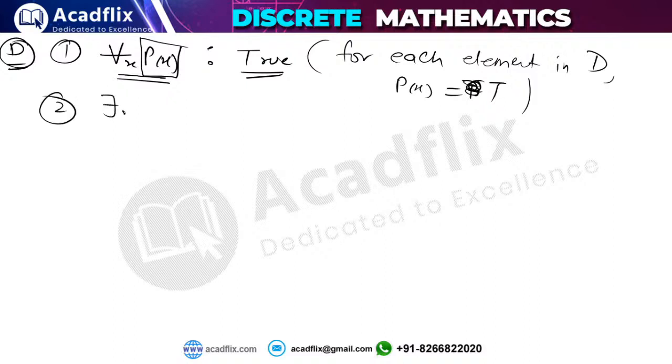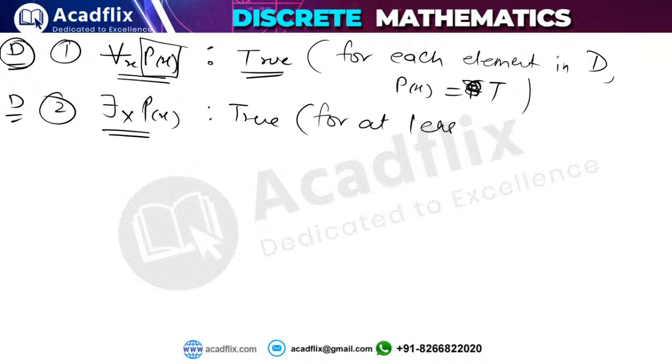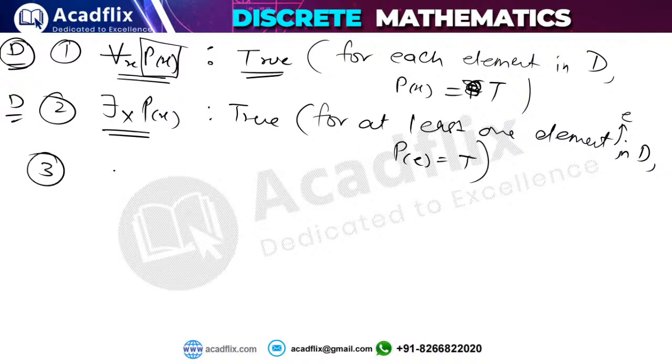Now the second point is there exists x P(x). When will it become true? Let's assume the domain is D. It becomes true when for at least one element. We are only interested in at least one element. You must find at least one element E in the domain for which P(E) is true. Now the third thing: when will this become false?